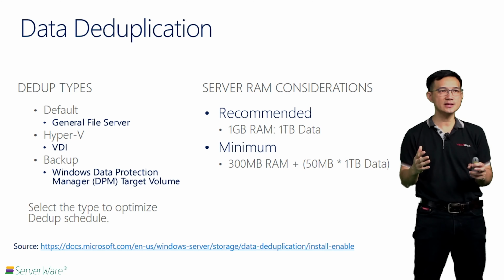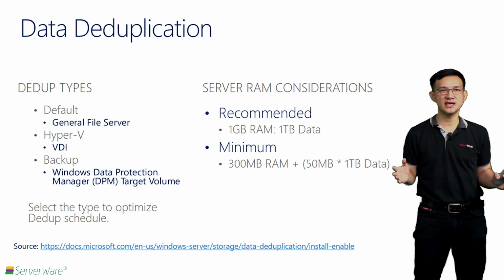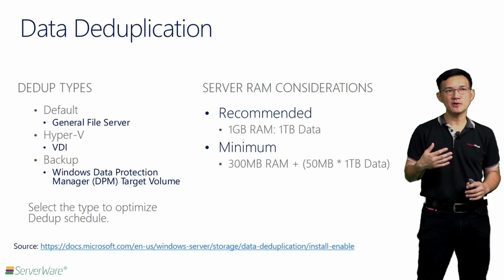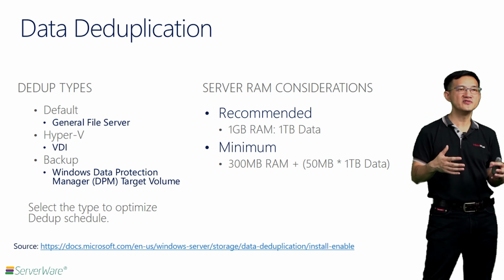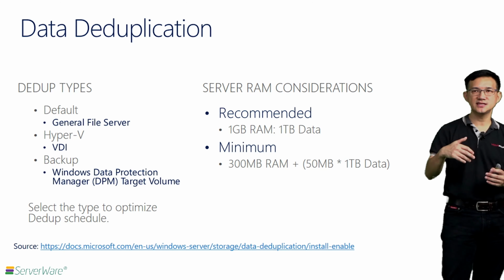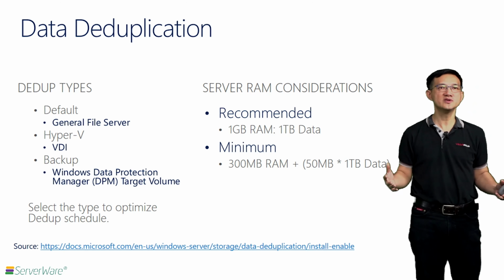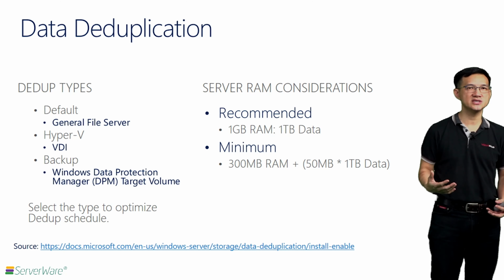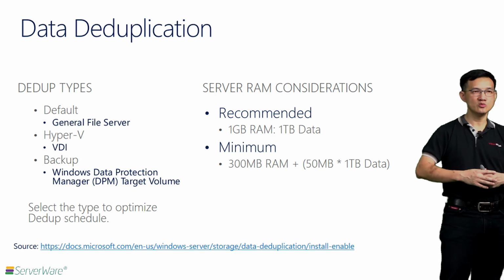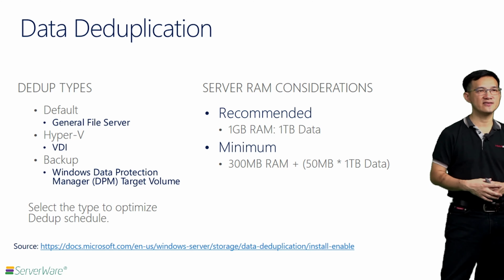There are 3 types. Default, this is meant for general file server type of environment. If you have a heavily loaded VDI environment, you can actually set it to Hyper-V. That is where you need to quickly load and reload OS. You create multiple OS images. This particular schedule will optimize for VDI environment.